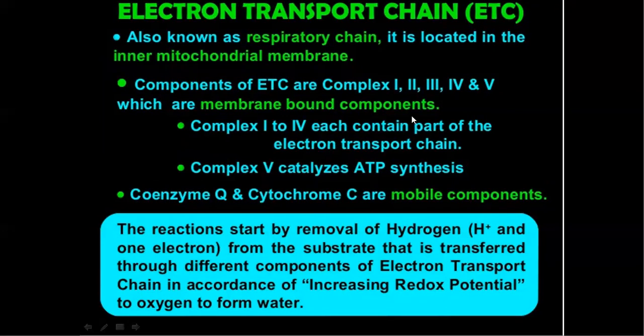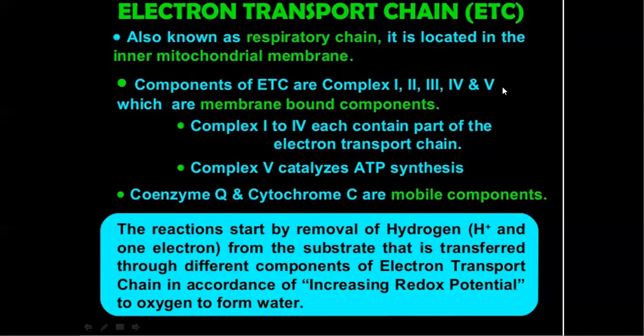The electron transport chain is also called the respiratory chain. Why? Because oxygen is involved in this process for the release of ATPs, and it occurs in the inner mitochondrial membrane, especially in the matrix region. For carrying out this electron transport chain, it requires 5 important components that we have already learned: complex 1, 2, 3, 4, and 5.